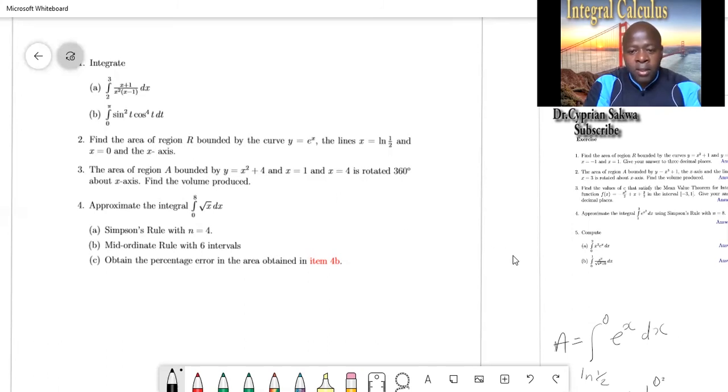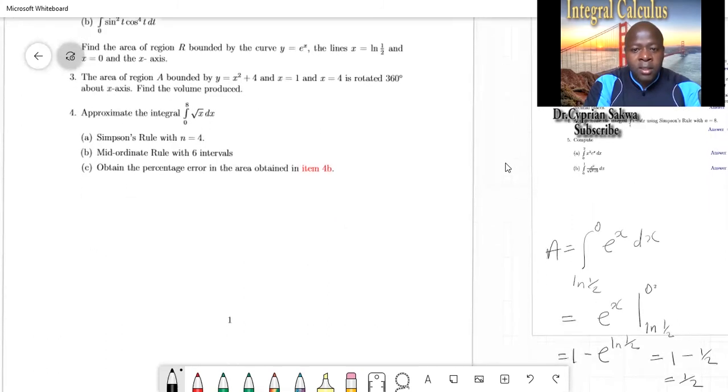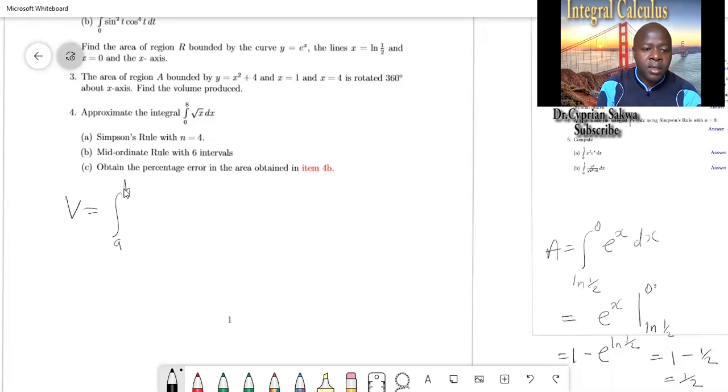So you need to know, are we rotating it about the x-axis or the y-axis? Now if you are rotating it about the x-axis, one revolution, the volume will be given by the integral from a to b, with these as the limits, of pi y squared dx. This is the volume of rotating a solid around the x-axis one revolution. So doing that, we've been told our limits.